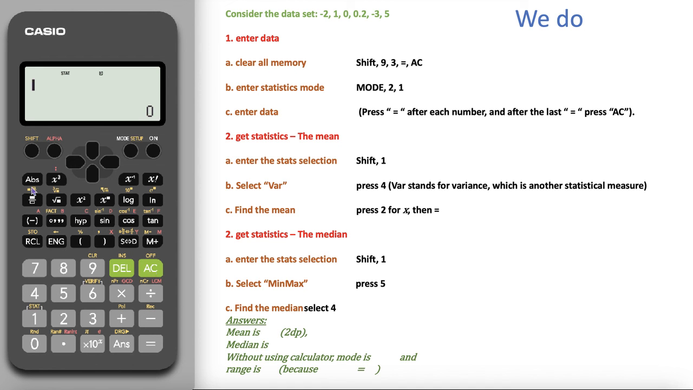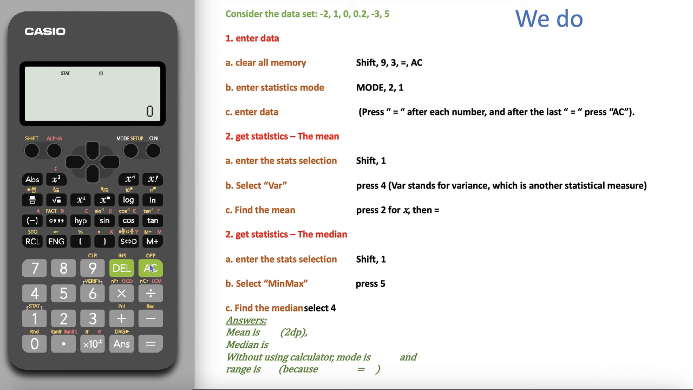Okay, remember, whenever you want a statistic, press Shift 1. And then we are interested in 2 selections here. Var, remember, is used for X bar, which means mean, and min-max is used to find the median, the middle score. So firstly, the mean. All right, we select 4, and we select X bar 2. So 2 equals. All right, our mean is 0.2. And it's a coincidence, really, that it's in our data set, but it is 0.2.